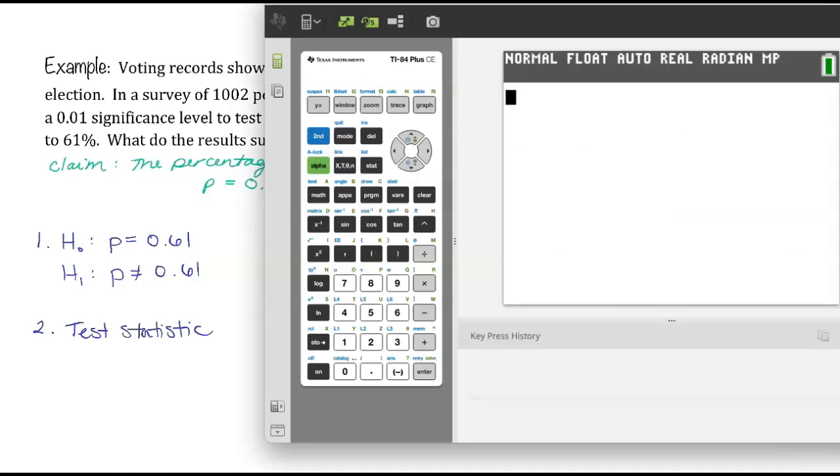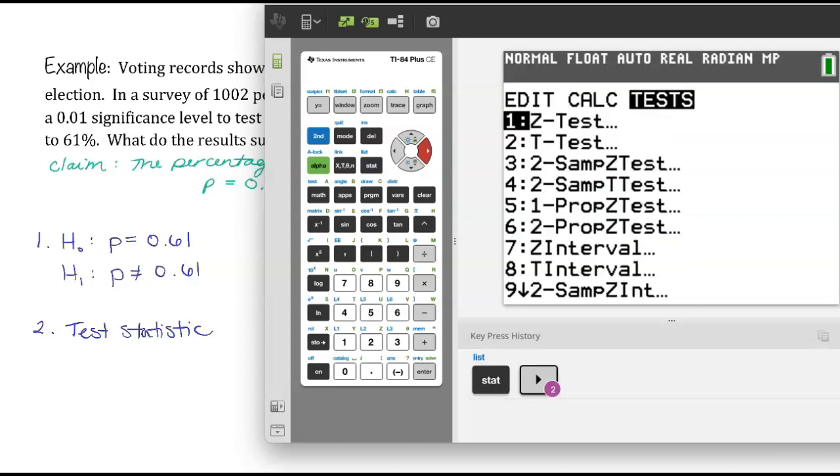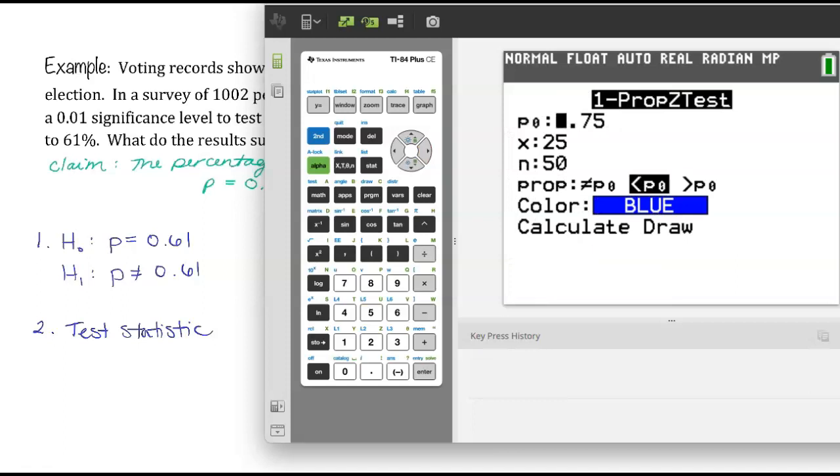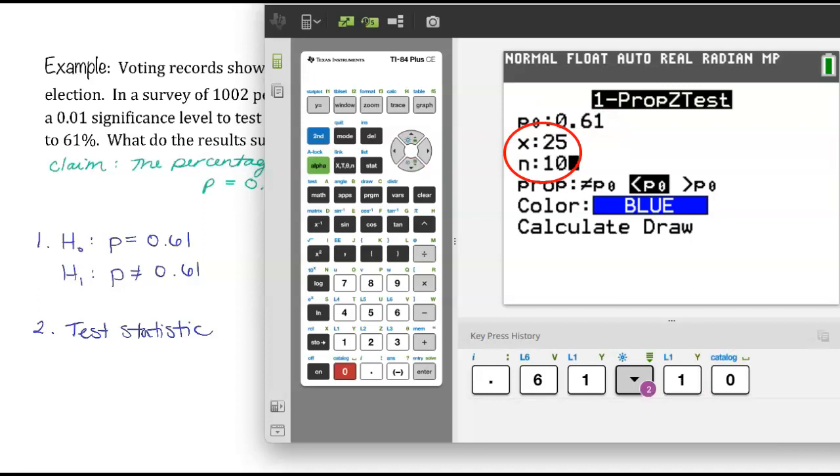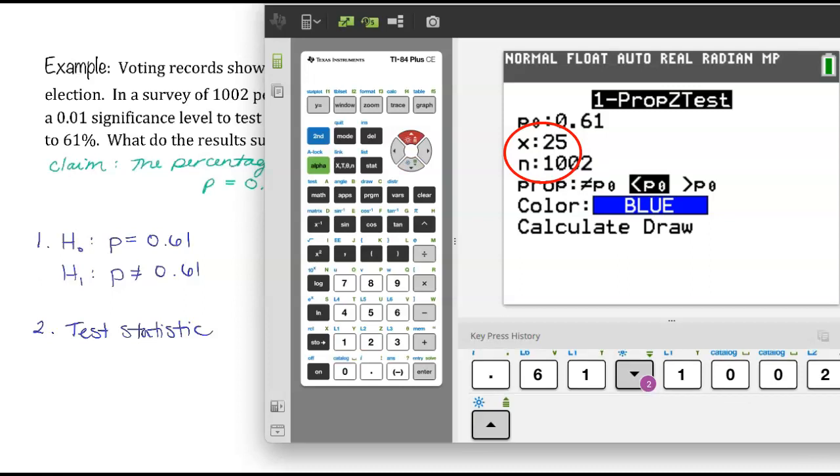We would like the one-prop z-test, which we can find by pressing Stat, then toggling over to Tests and selecting the fifth option. To use the one-prop z-test, we need the population proportion that's found in the null hypothesis. In this case, that's 0.61. We also need the x and n value. n is the sample size, which in this case is 1,002. But we are told that 70% said that they voted. We don't have the actual number of people. We're going to need to calculate that first.